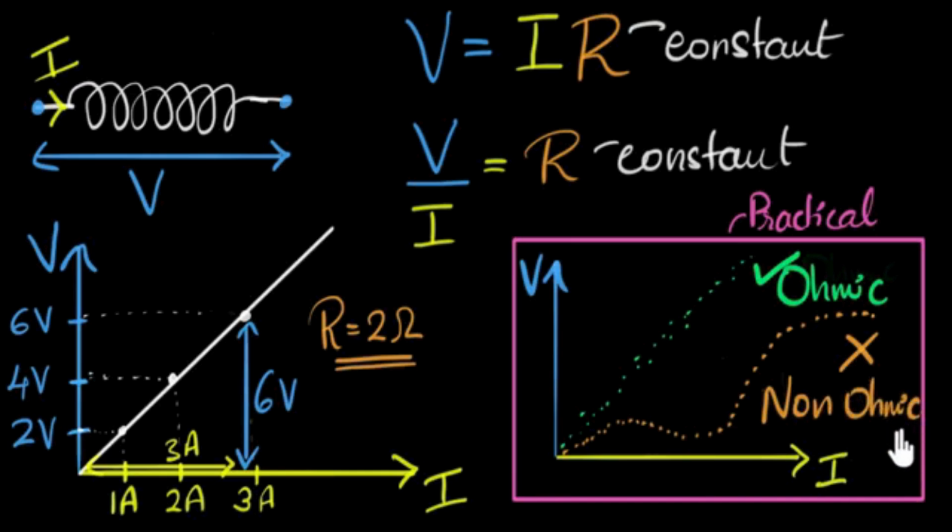An example of a non-ohmic material would be semiconductors. So anything which is made of semiconductors is a non-ohmic device. An example of that are LED bulbs, which are pretty popular today. LED bulbs do not obey Ohm's law.